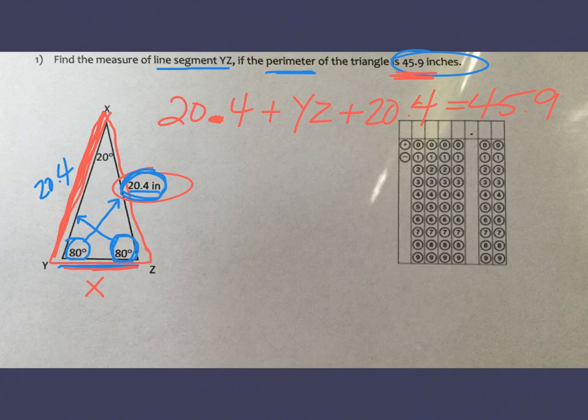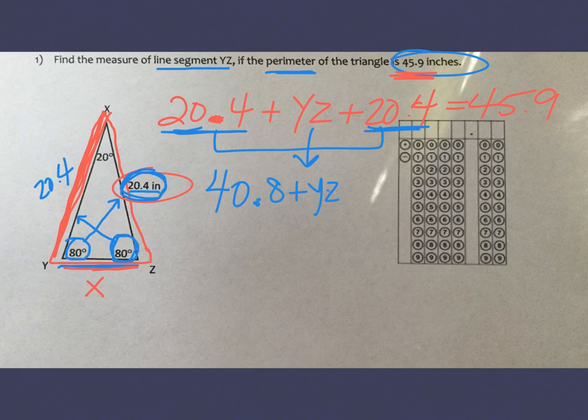Now, we can begin to combine like terms. In other words, I have this length right here, 20.4, and I have this one right here, 20.4. I can combine them and make 40.8 plus YZ equals 45.9. Now I have an equation I need to solve.